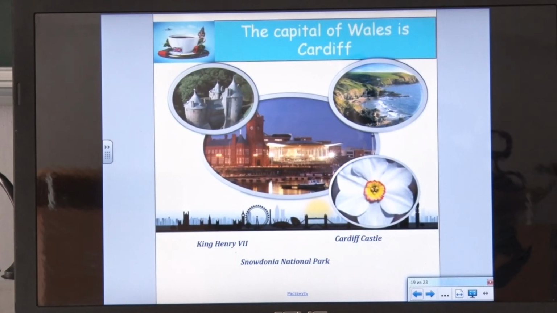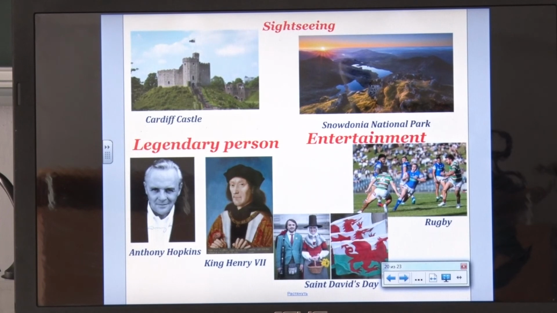The next country is Wales. You know that the capital of Wales is Cardiff. Among these three countries, Wales is not so big. Its territory is much smaller, but it doesn't mean that this country doesn't have any beautiful, outstanding places. You can write about famous people, such as a member of the royal family, King Henry VII, a legend. Cardiff Castle is like a museum and still a functioning castle. Snowdonia National Park is one of the most beautiful places in the world. You can see it here on this slide.